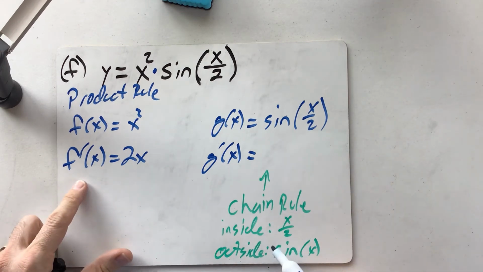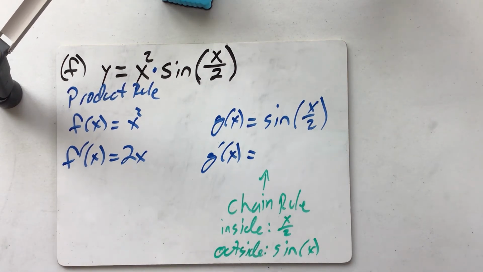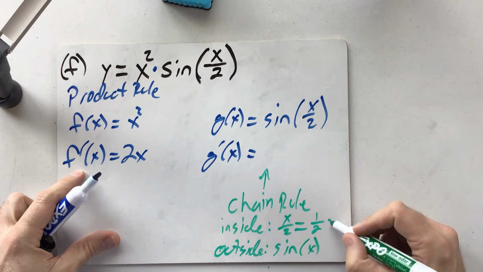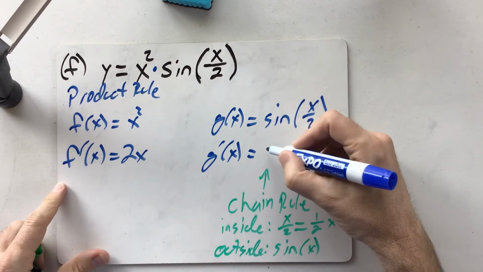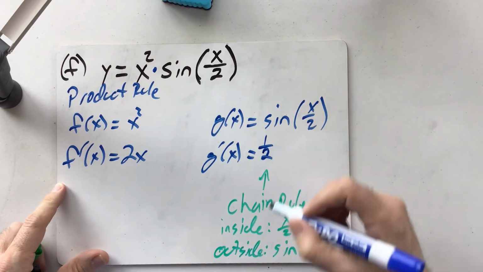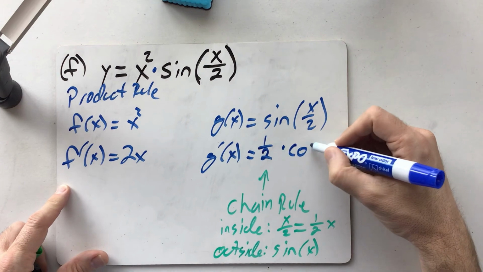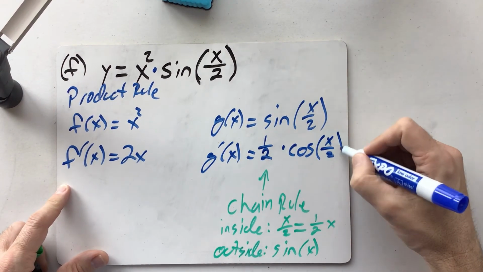Okay, so here's our chain rule. My inside is x over 2. The derivative of x over 2 is, what is it? Well, let's think for just a second. X over 2 is the same as 1/2 of x. So my derivative of the inside is 1/2 times the derivative of the outside. The derivative of the sine is cosine. But instead of writing cosine of x, I'm going to write cosine of x over 2.